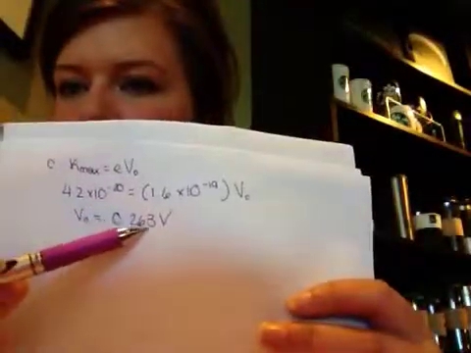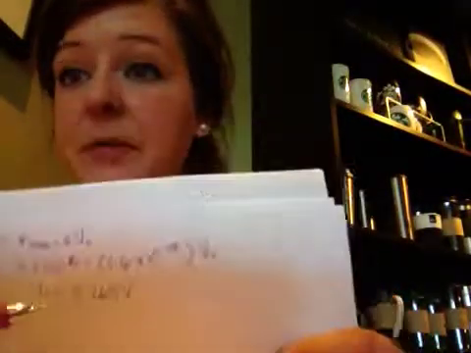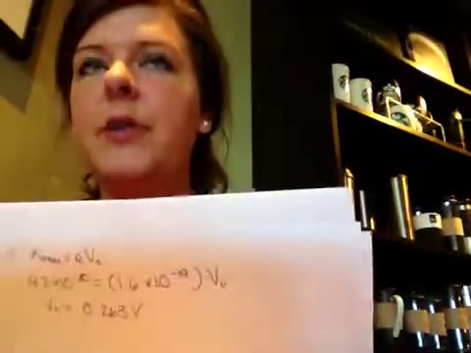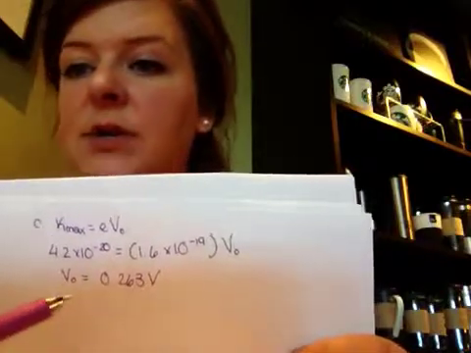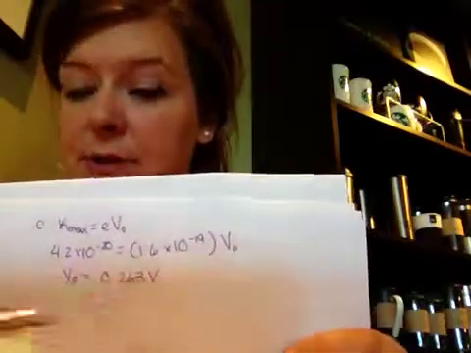If I divide both sides, so I'm going to end up taking 4.2 times 10 to the negative 20th and dividing it by 1.6 times 10 to the negative 19th. And when I do that, we should get 0.263 volts, because stopping potential, electric potential, think voltage, so stopping potential would just be in volts. So my answer should be 0.263 volts, okay?